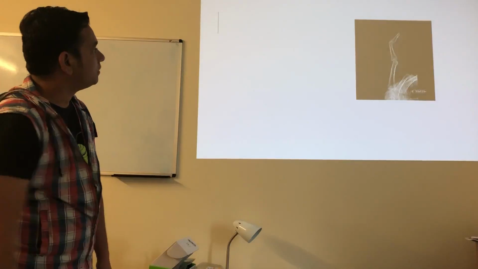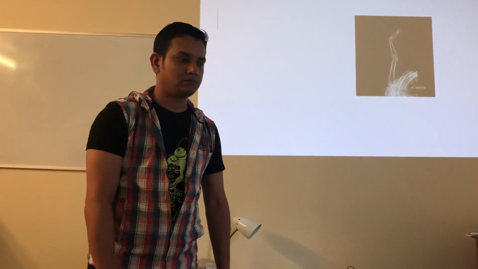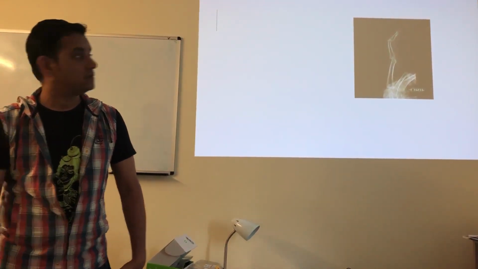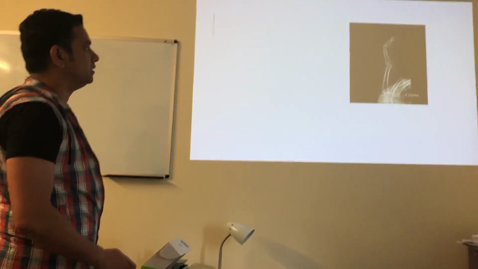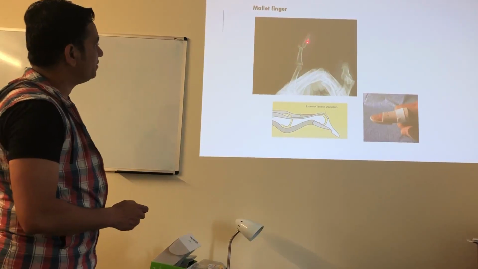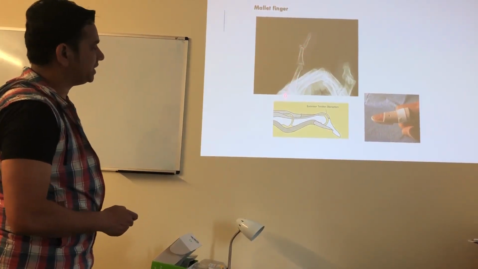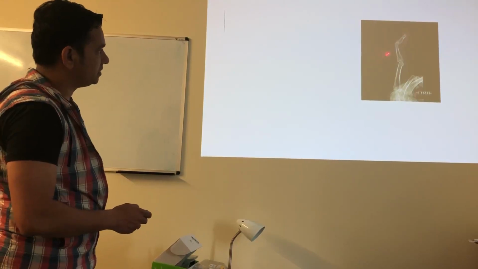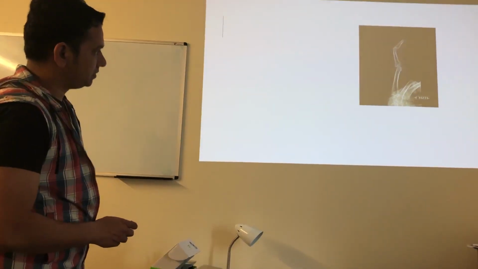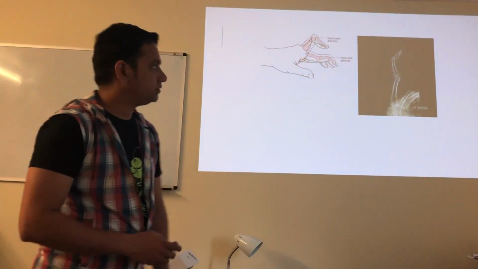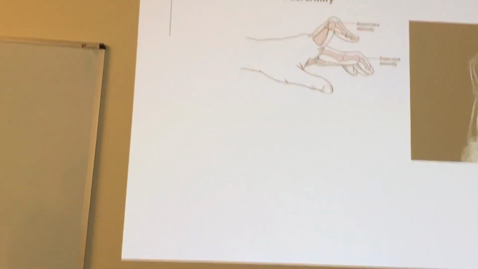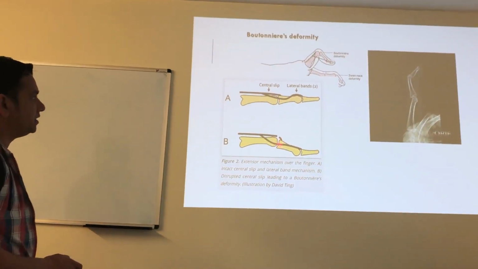What is that? It's a dislocation. No. So, in the previous one, what you saw was this was flexed, this was straight. In this one, this is flexed, this is extended, hyperextended. This is Boutonniere deformity due to the central slip. Central slip is gone. So the central slip is avulsed.